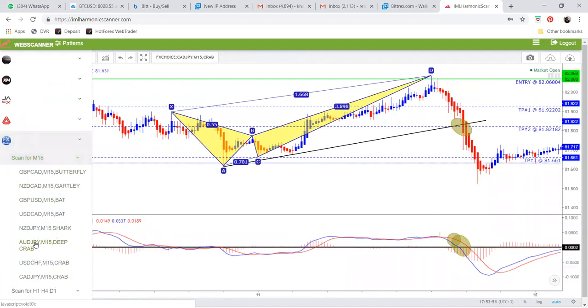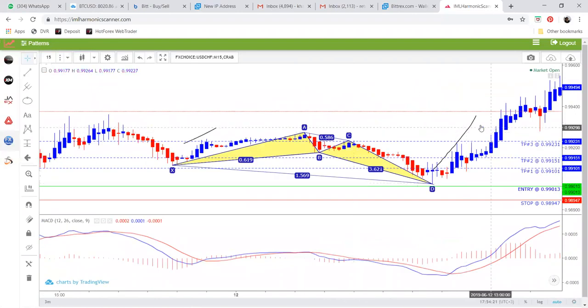When you look at the harmonic scanner, there are trades that have passed. These are trades that are basically further on in the harmonic analysis. Newer trades are going to be at the top, but you can still get set up. So I'm going to show you how. So USD CHF, you see this one.